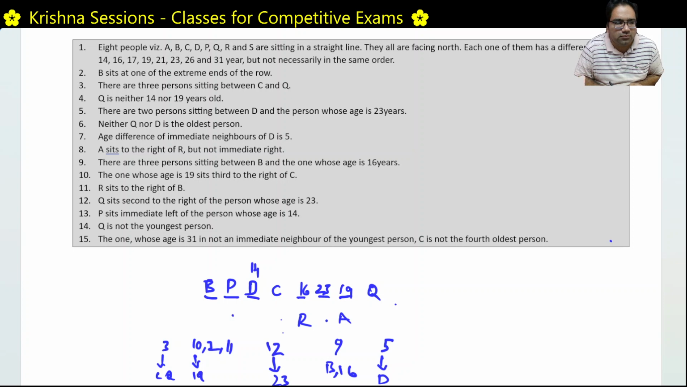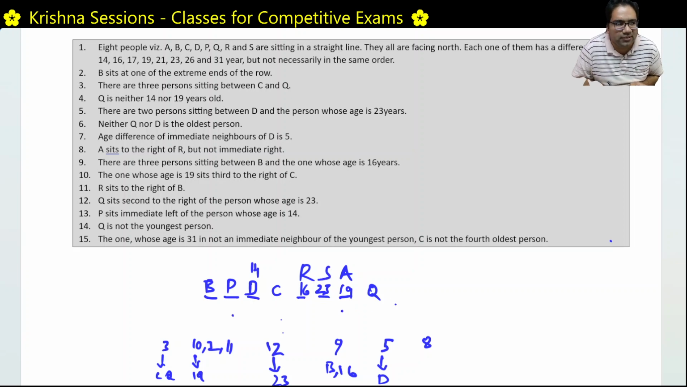Right. Because if R sits here, then A has to sit here. There is no possibility. We are using condition number 8, which says A sits to the right of R but not immediately. What that means? If R sits here, there is no place for A. Right. And A cannot sit to the left of R. So that means the only option is this is R and this is A. We have figured out where is R, where is A also. I think we have figured out all the letters. A, B, C, D, P, Q, R. And that means this one is S. Now we have figured out all the letters.